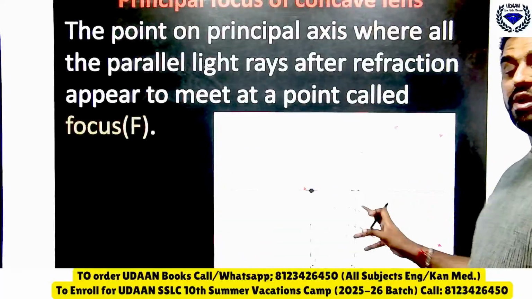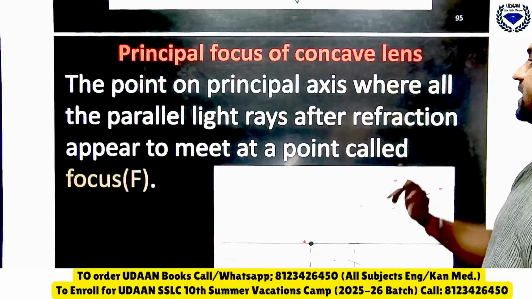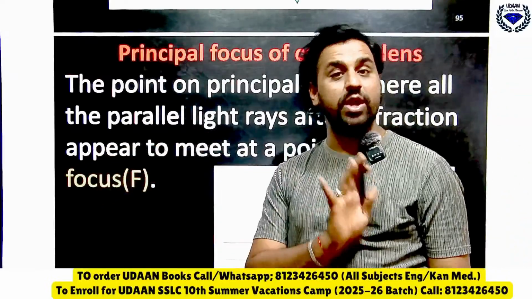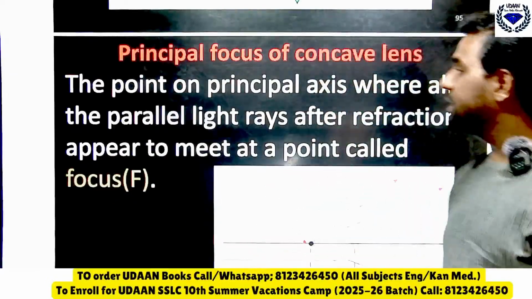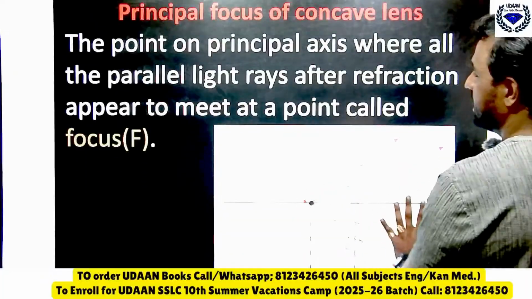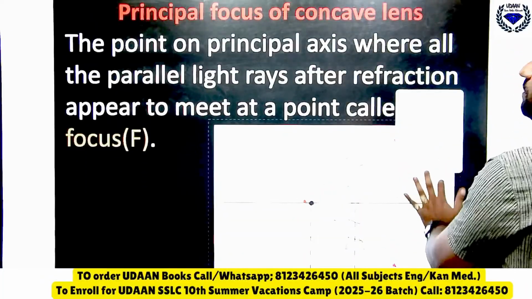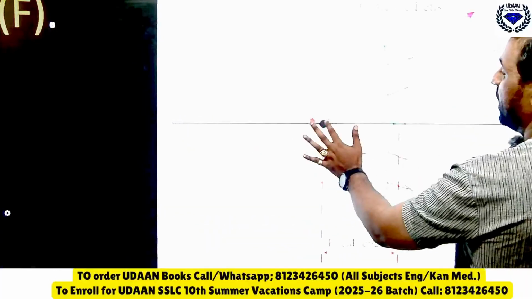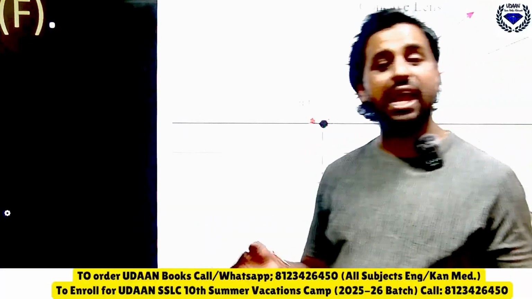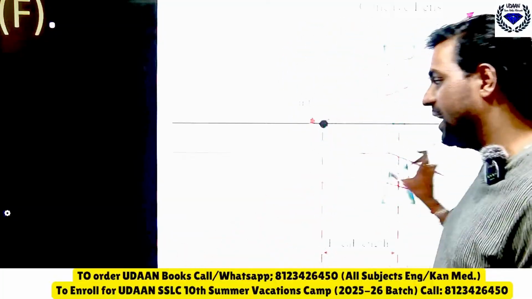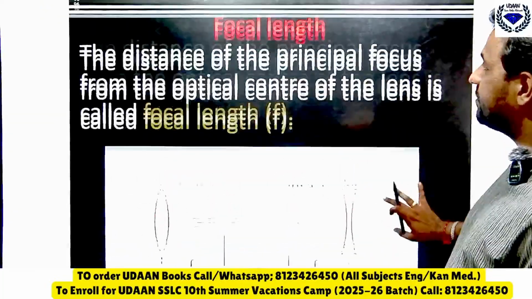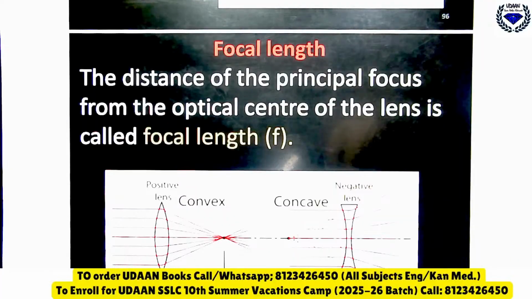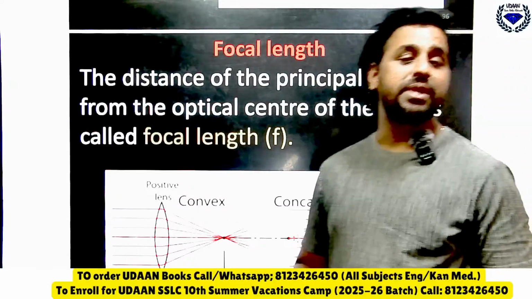Then principal focus of a concave lens, what should you write? It appears to meet. Appear means fake. Okay, words are very important here. See, the point on principal axis where the parallel light rays after refraction appear to meet at a point. Here the rays appear to meet, it seems they meet, but they do not actually meet. Then what is focal length? The distance between principal focus and the optical center of the lens is called focal length.